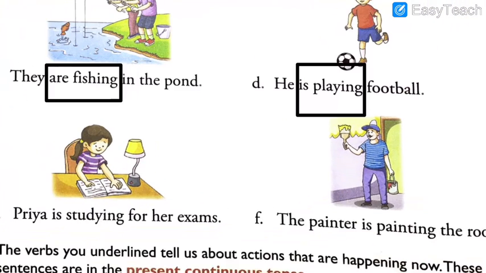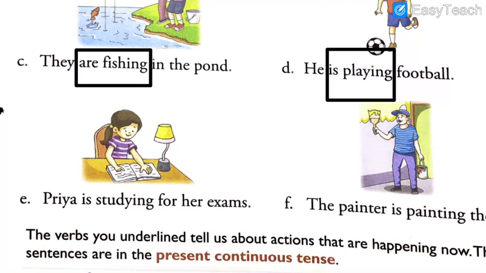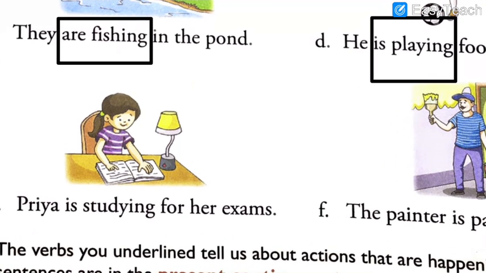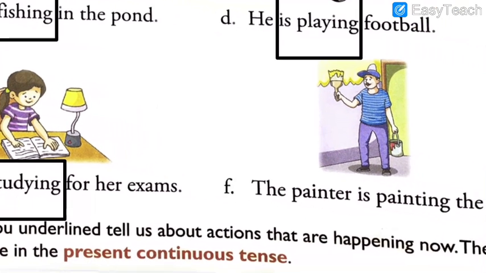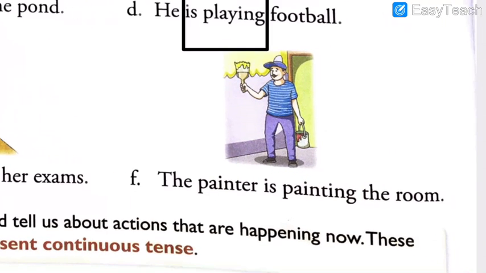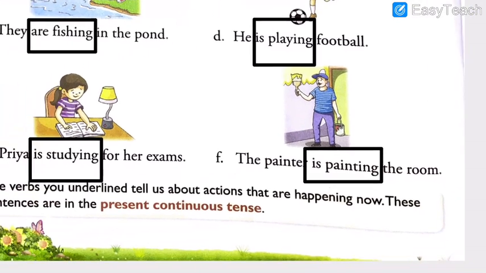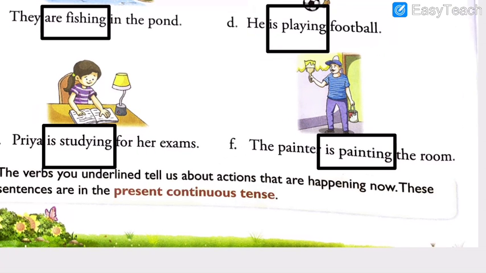And in the same way, sentence E. Priya is studying for her exams. So what is the verb here? Is studying is the verb. It shows the action which is going on. And what shows the action here which is going on? The painter is painting the room. So what action is he doing? Is painting. Okay. So let us see what it is.